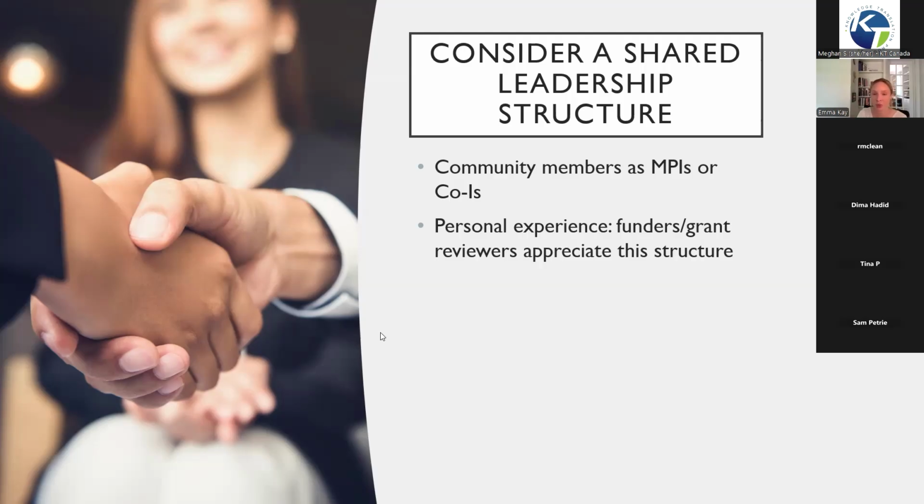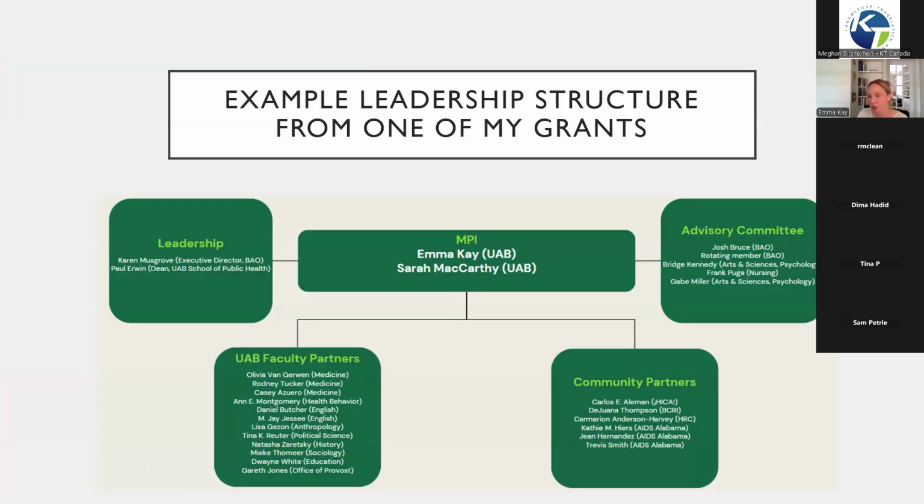And so here's just an example from one of my grants that I actually brought to UAB from my previous organization. So when this grant started, my MPI was at UAB. I was at the community organization. We had leadership from both UAB and the community organization, an advisory committee of folks from nonprofit and UAB. And then we had faculty partners and community partners.